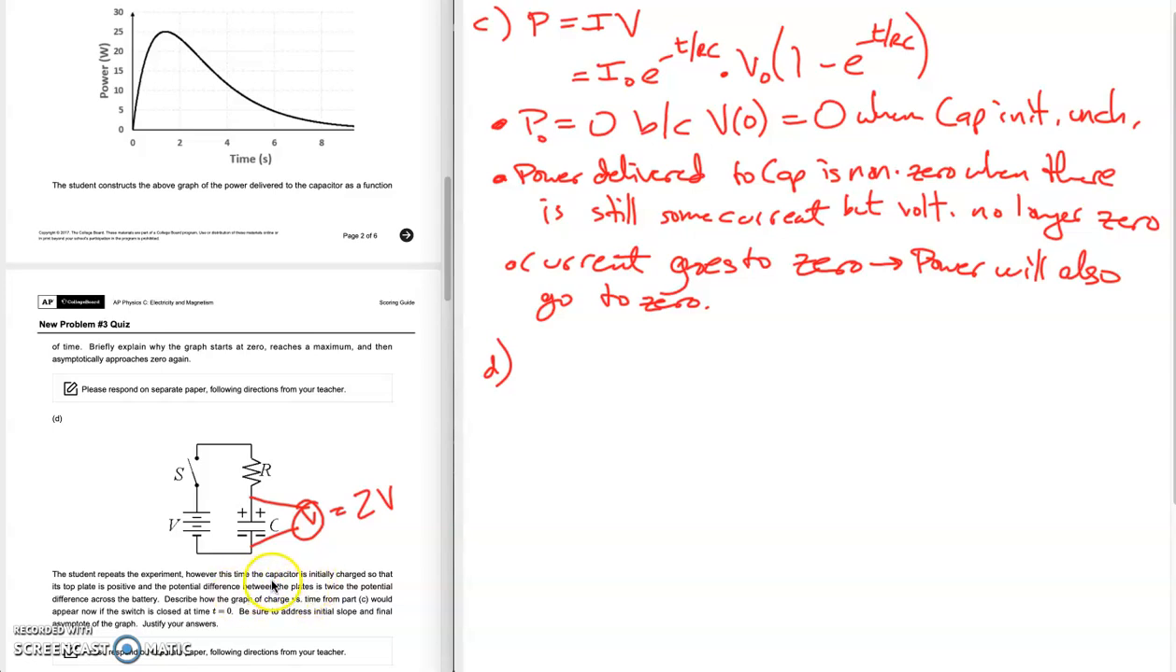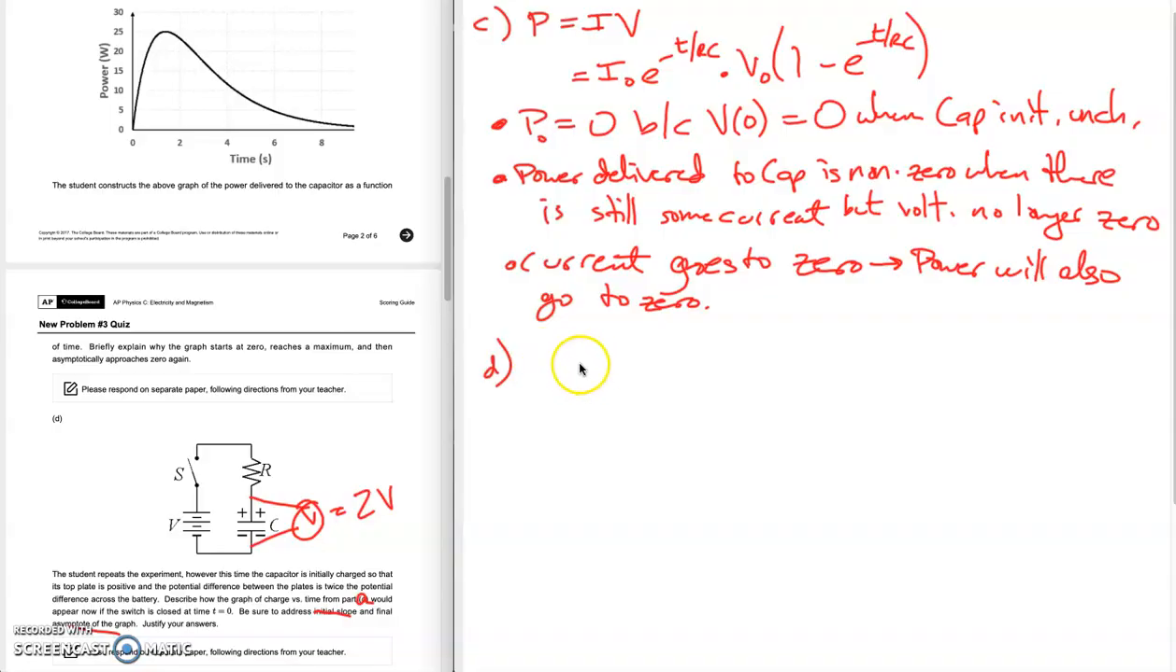So let's see here. Describe how the graph of charge versus time from part C, there was no graph, they must mean part A. This has got to be a typo. Would appear now the switch is closed. Be sure to address the initial slope and final asymptote.